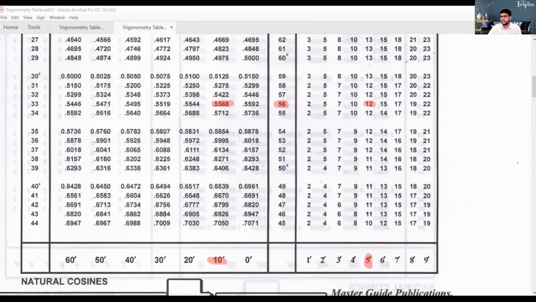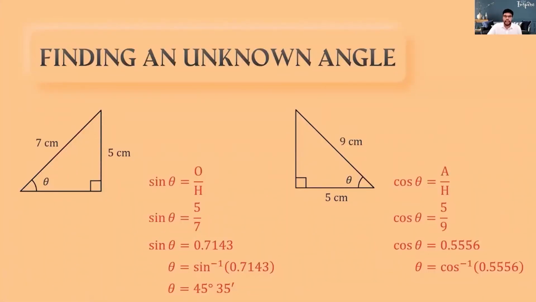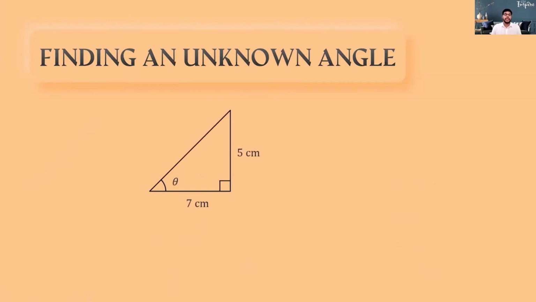So let's go back to the question again, right? So now we can write the answer as 56 degrees and 15 minutes. Okay, right, let's go to one last question. Okay, so children, this time we have the opposite and we have the adjacent. So children, we have to use tan theta is equal to opposite over adjacent. So opposite is 5, adjacent is 7, right? So again, I divide it, I get the value to 4 decimal places, 0.7143. Okay, now theta is equal to tan inverse 0.7143. Okay, so let's go to the tan table and try to find the value of 7143.